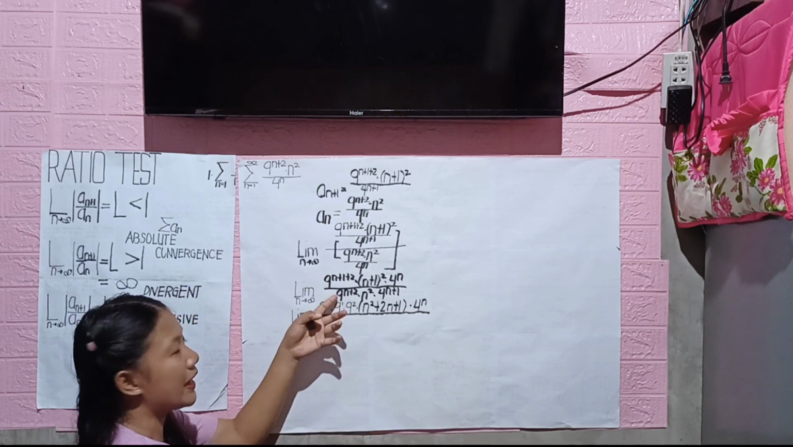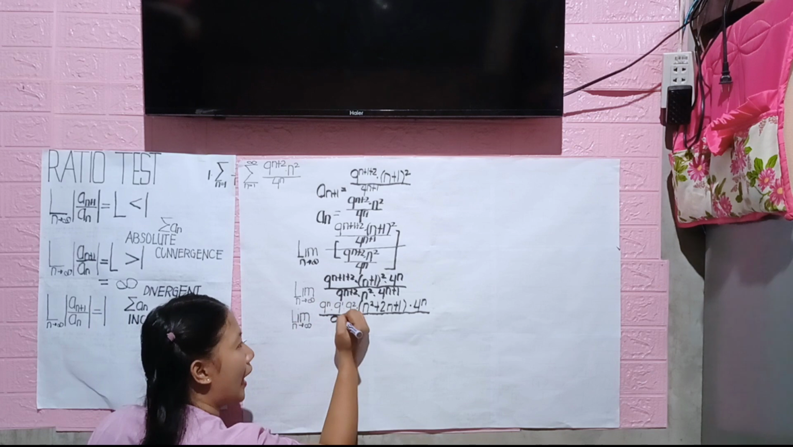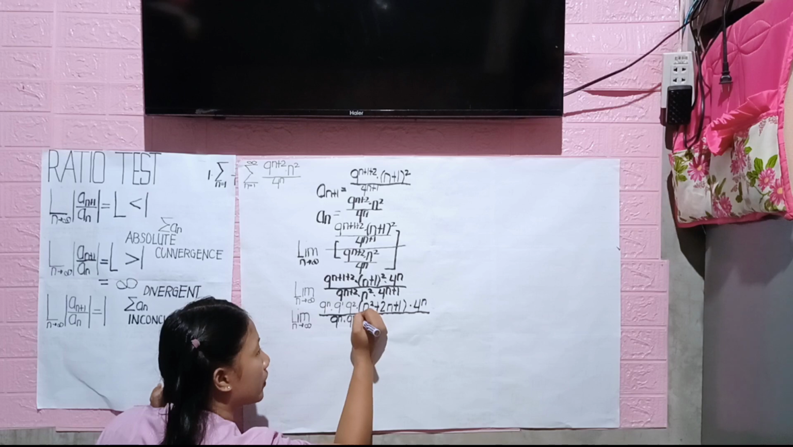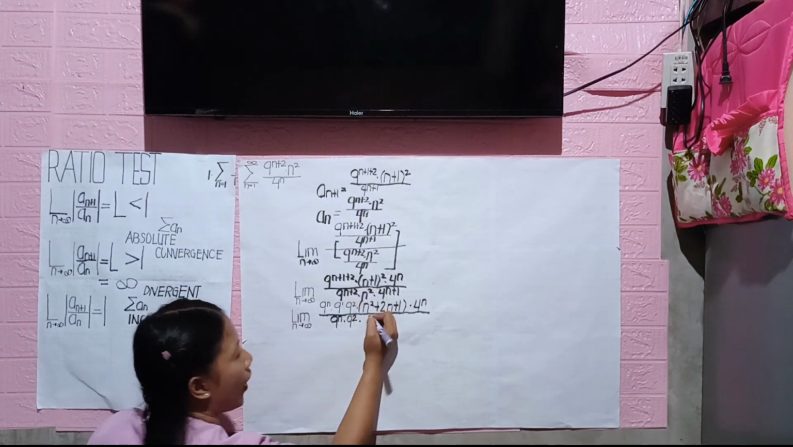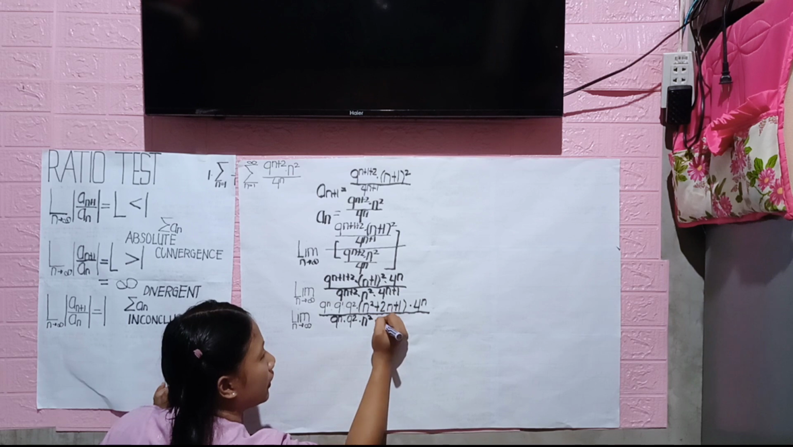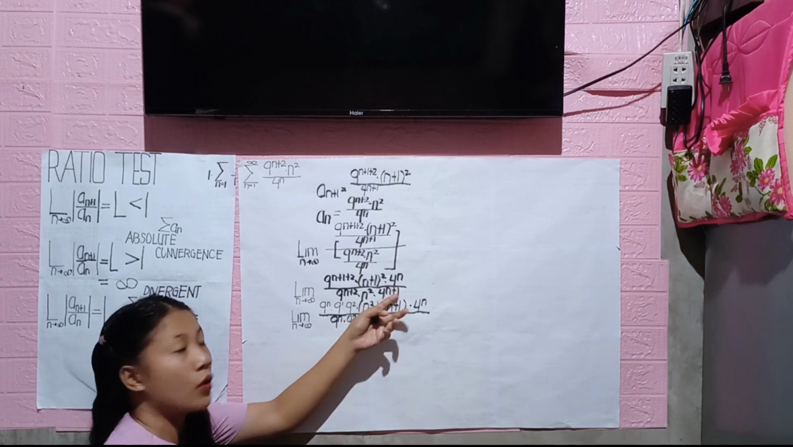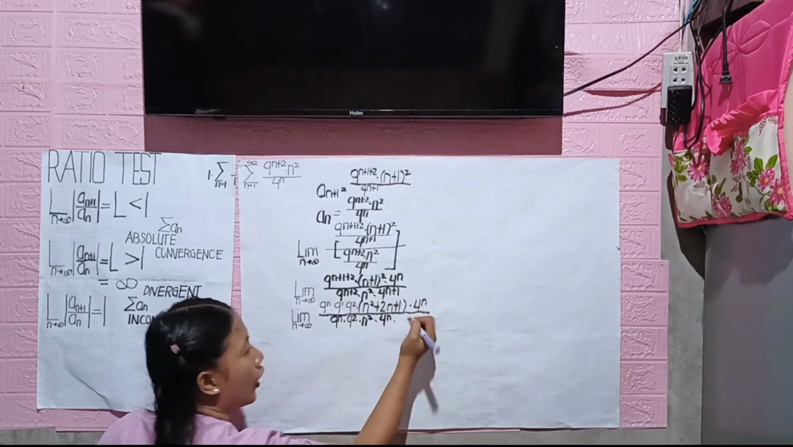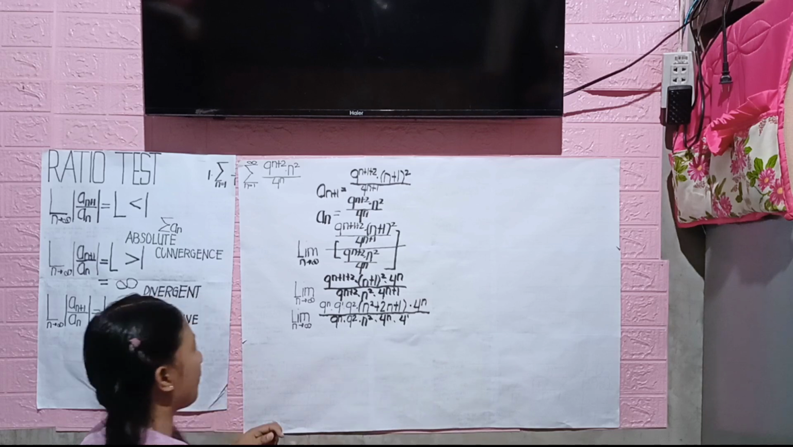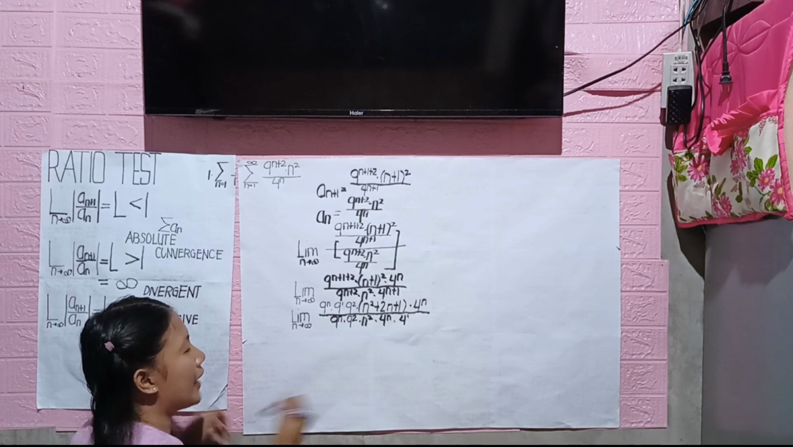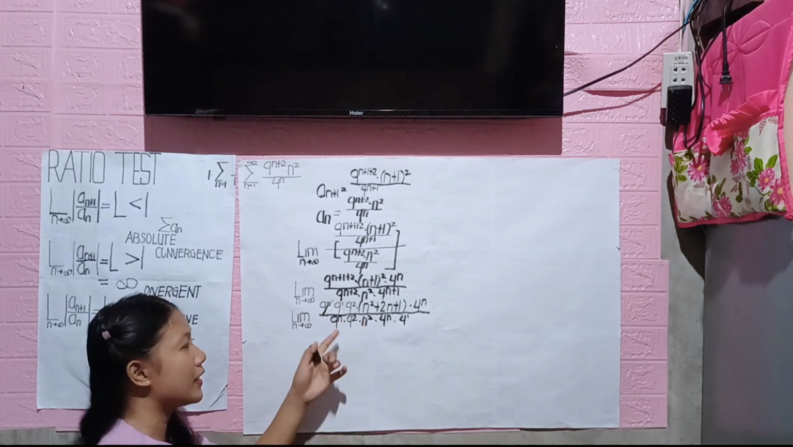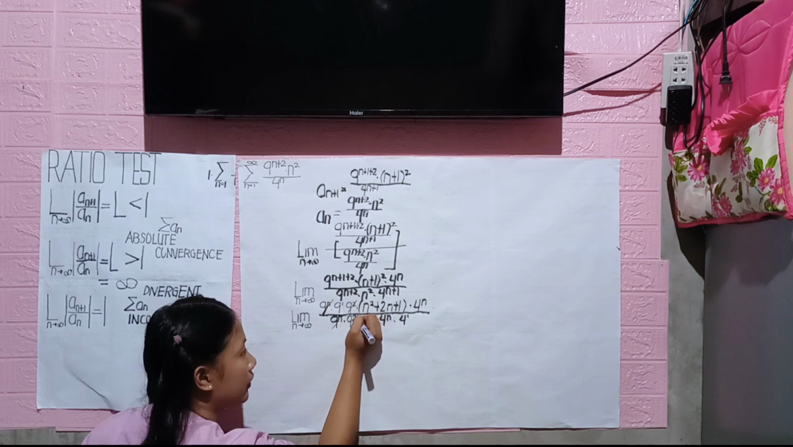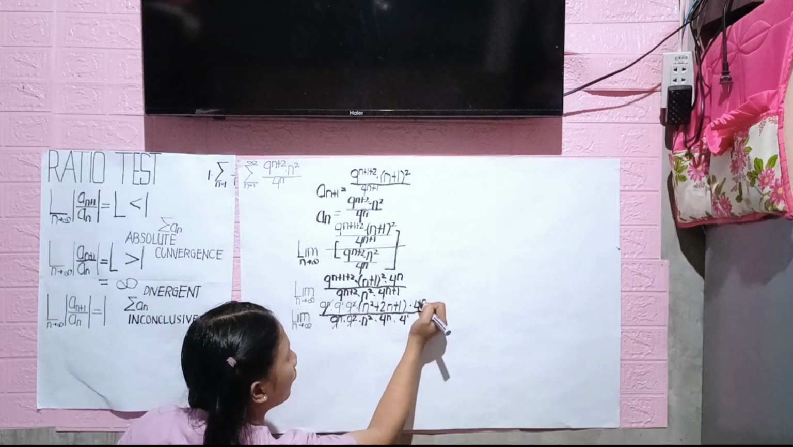so we can simplify this 9 to the n plus 2. So 9 to the n times 9 squared times n squared times, we can simplify this also. So 4 to the n times 4 raised to 1. So now we are going to cancel 9 to the n because it is the same also here. 9 to the n, so 9 squared, and 4 to the n.